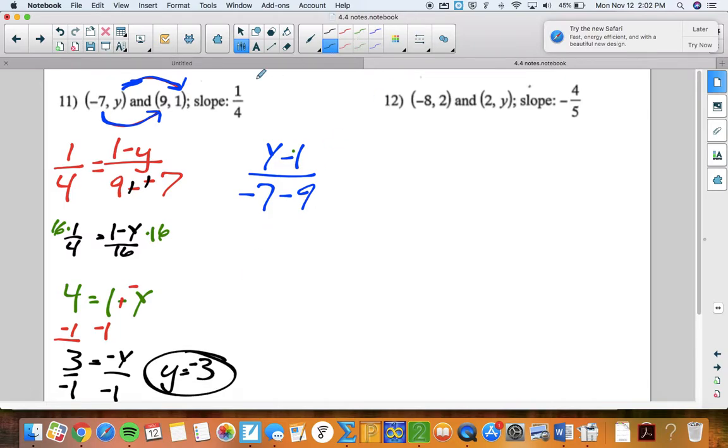Let's check that. Plug negative 3 back in for y. So it would be 1. Again, I subtracted second y minus first y and second x minus first x. So it would be 1 minus negative 3, which equals 4 when you chop. On the bottom, you get 16. Simplify the fraction 4 divided by 16. It's equivalent to 1/4. That's correct.